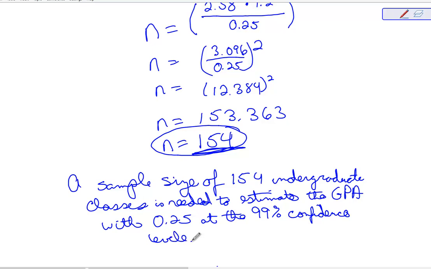Notice again, I included the confidence level, I included the margin of error that we're looking at, and I included something about what we were looking at, the GPA and everything. Make sure that you give those details. Be very detail oriented and apply it back to the actual problem when you're drawing these conclusions.